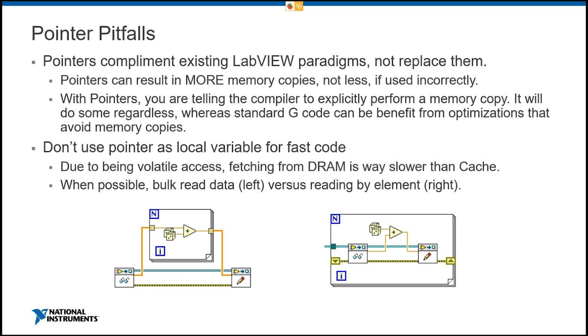LabVIEW does not optimize that like it's a scalar. It's not going to treat it like some variable that's local to that for loop, because it's a pointer, a global resource that could be written from anywhere, right? So if you try to use that like a local variable, you're just going to see really bad performance, because it's going to be doing full DRAM accesses every time it touches that variable.